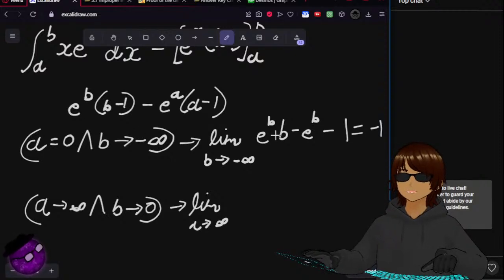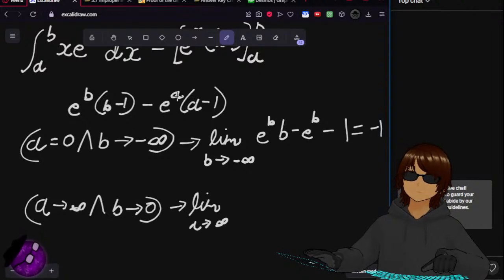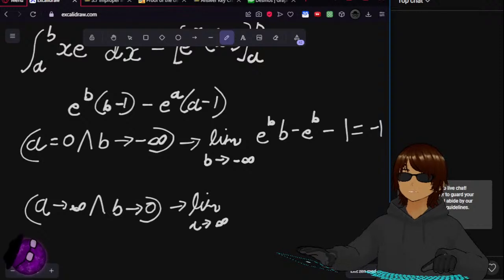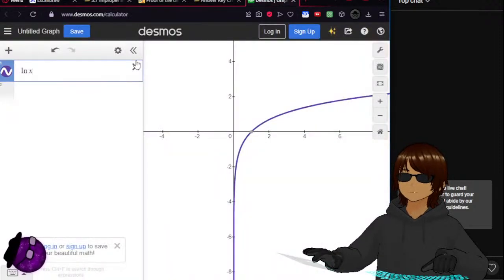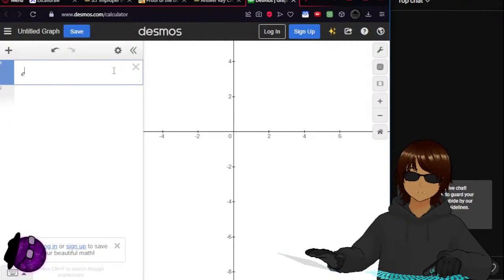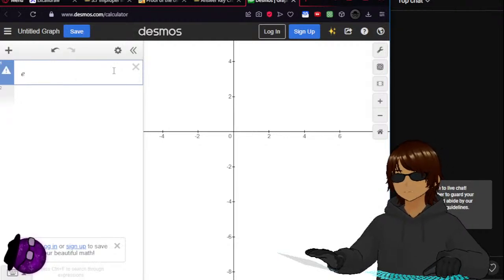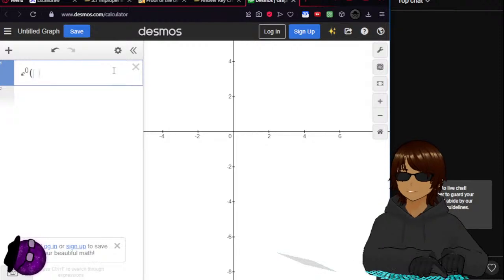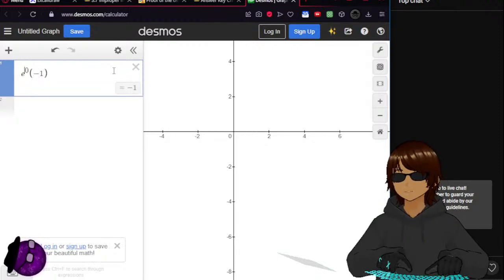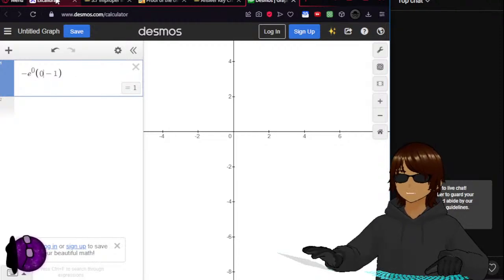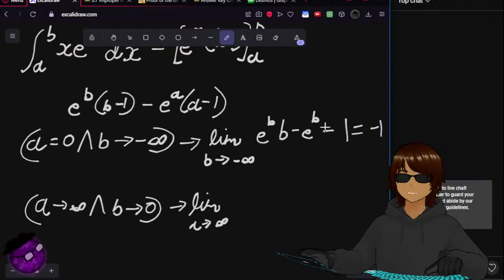E to the power of p times p minus e to the power of p. This part comes from this. But as for this, if a is 0, then e to the power of a times -1. But e to the power of 0 is 1. Times it by -1, and you're subtracting. All this is equal to +1. So this here should be +1.